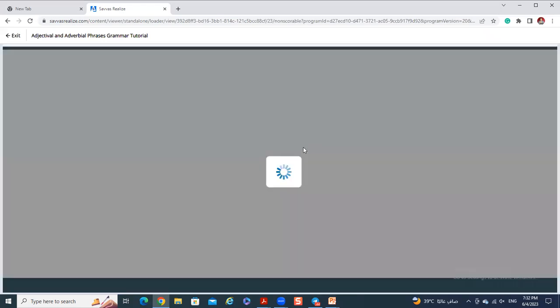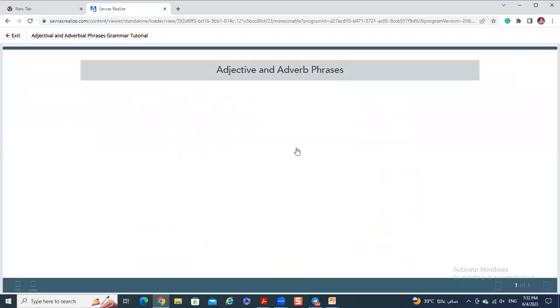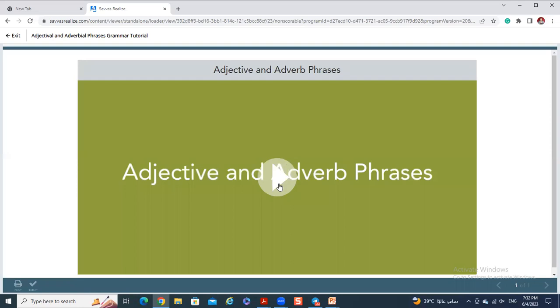Adjective phrase or adverb phrase, and here we also include the prepositional phrase. And we're going to talk about the participles because they are modifiers.